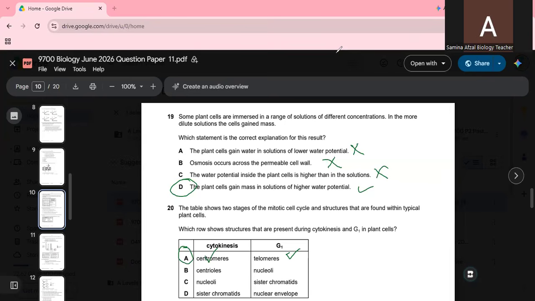And here we are talking about the plant cell. You know the centrioles are not present in plant cells, so B is not the correct option. Then you can see the sister chromatids have separated before cytokinesis is given, so according to this it is not correct. So only A is the option which is correct.